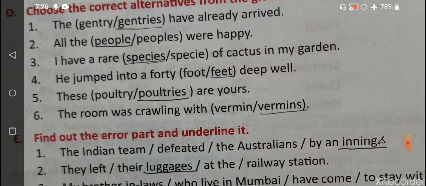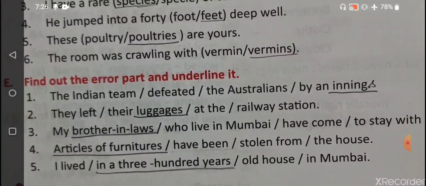Next is find out the error part and underline it. So that we have to find the error in the sentence. The Indian team defeated the Australians by an innings. So here they have written inning, but the answer is innings, because innings is a word which is the same in singular and in plural form. They left their luggage at the railway station. So here the error is luggages, because there is no such word called luggages, it is luggage.